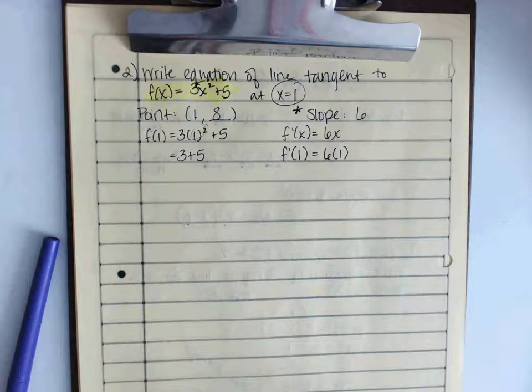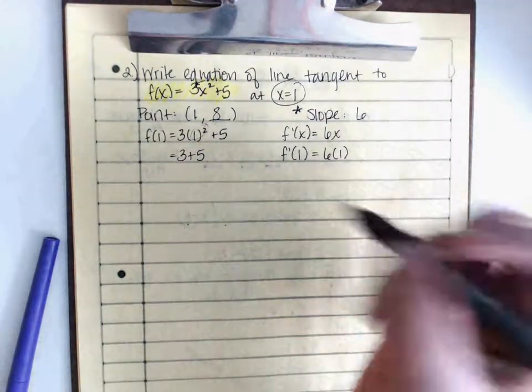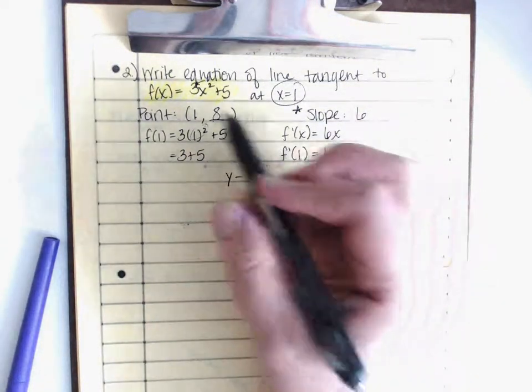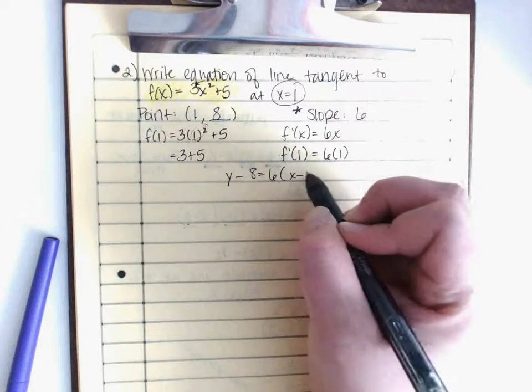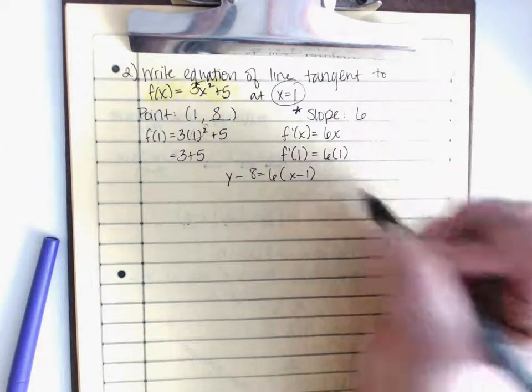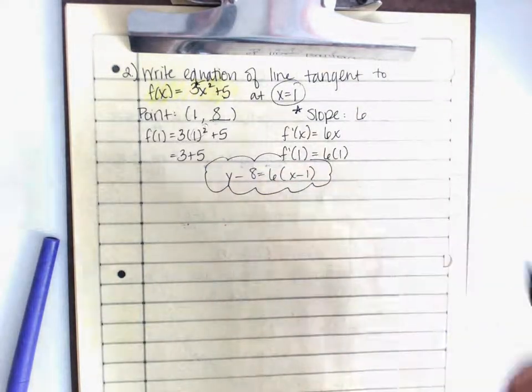Then from here, I have my 2 ingredients. So my point is (1, 8). My slope is 6. Then it's y minus y1, which is 8. Slope is 6. x minus x1. x is 1. Okay, that would be point-slope form.